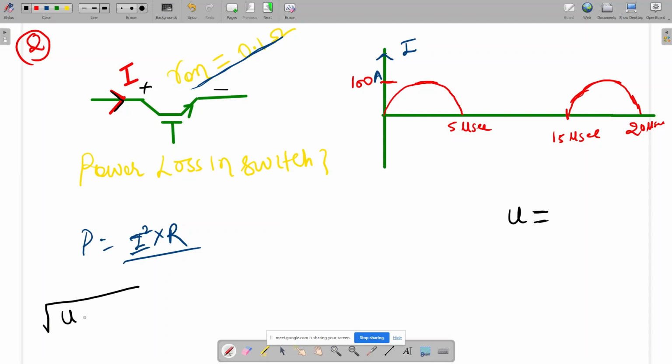RMS is equal to u, which I am defining for different kinds of functions, so u into D. D is the duty of that waveform. So here what will be the duty of this waveform? Can anyone tell? Okay, see, no, no. Here it is starting again. One cycle is from here up to here, and here it is starting again. So what is one cycle? One cycle is 15 microseconds. So duty will be 5 microseconds by 15 microseconds, so duty will be 1 by 3.